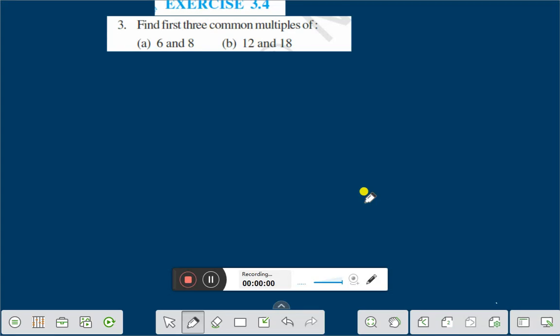Hello friends, today we shall discuss exercise 3.4 question number 3b, that is find first three common multiples of 12 and 18. We write the multiples of 12 first and then multiples of 18. We'll find the multiples of 12 first.